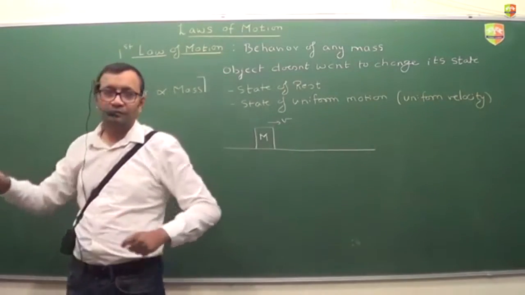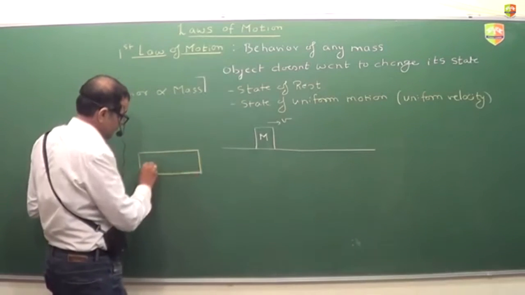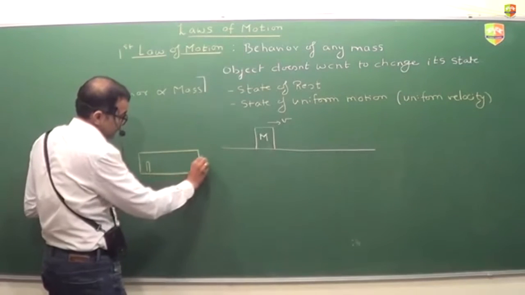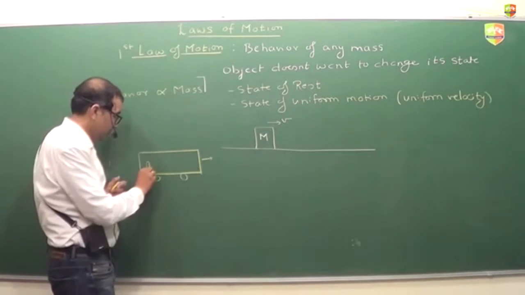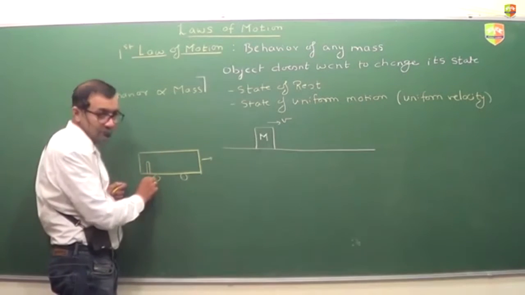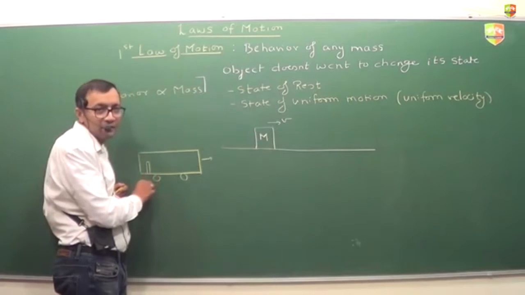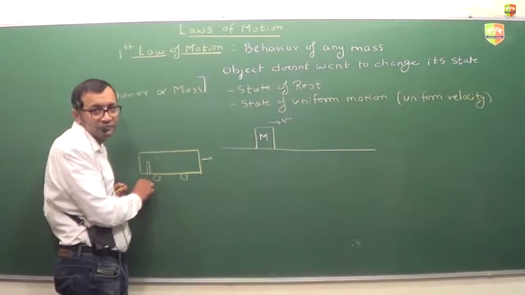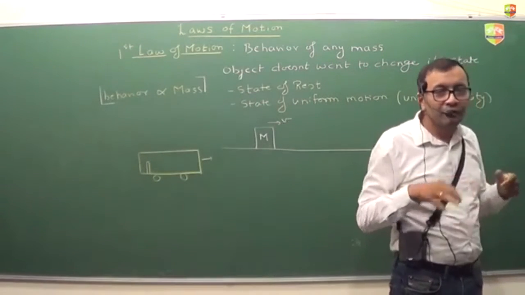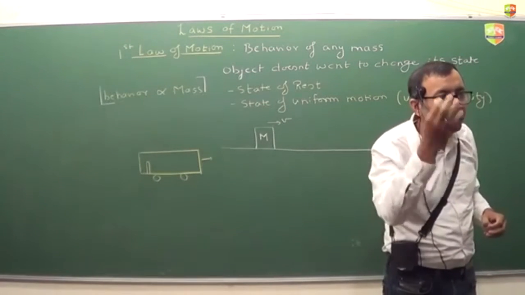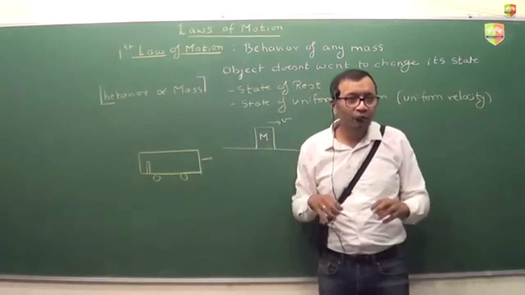So can you think of another example? Give me a couple more. Getting off a bus. Suppose you have this bus, and the bus is moving. Don't do that, okay? But suppose you are out of your mind and you jump. Which side will you fall, forward or backward? Why? Because you are moving forward. When you jump, your feet come to rest, but your upper body keeps on moving. So you fall forward.